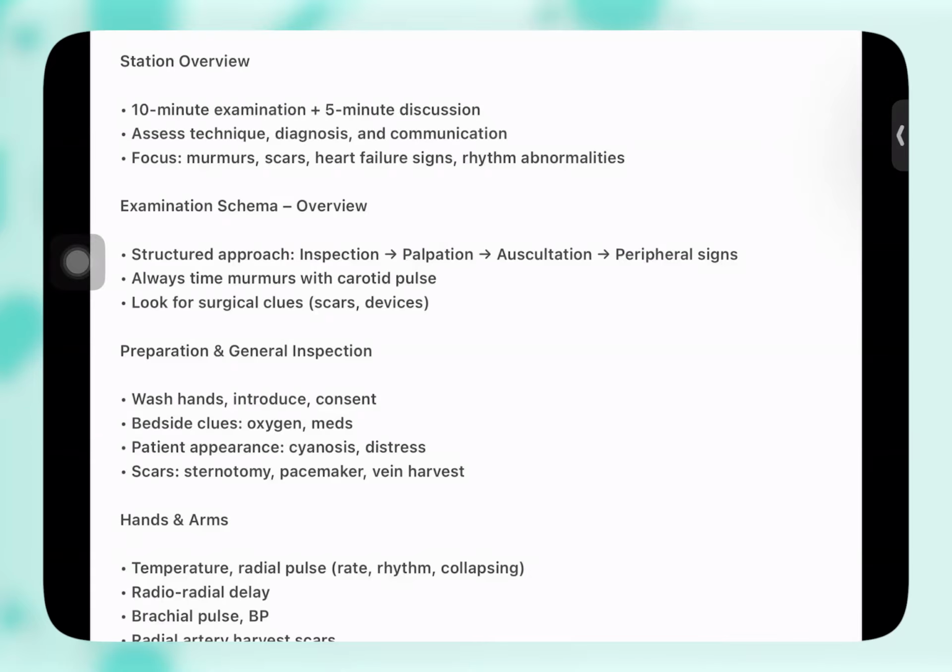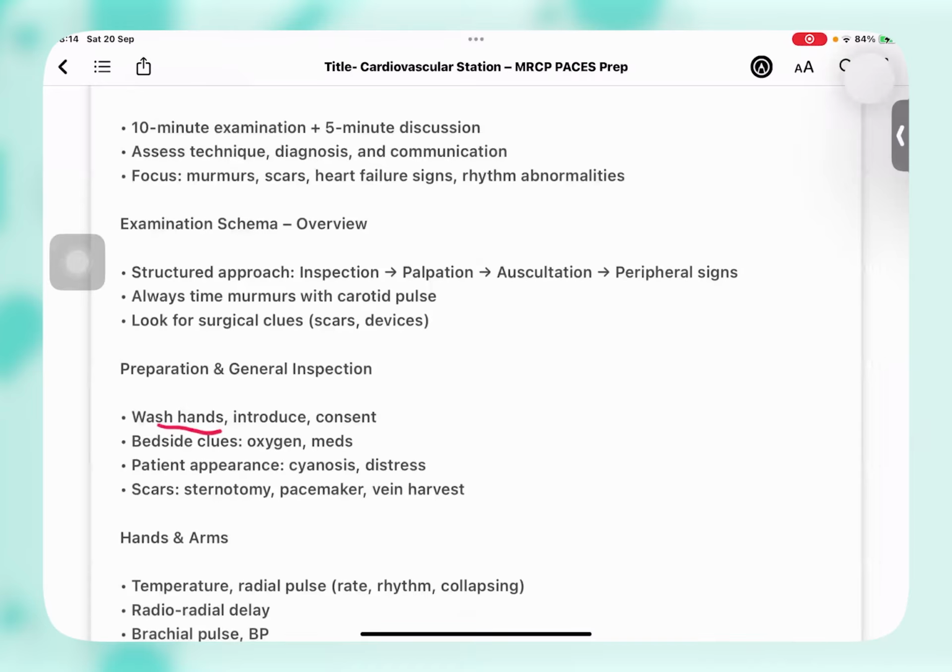First, wash your hands; make it a habit. Introduce yourself: I am Dr. Varun Pushkarna and I have been assigned to examine your cardiovascular system. Is it okay for you? Take permission, take consent, and look around. You can see oxygen, sometimes a strip of digoxin tablets lying by the bedside, or an IABP, or a furosemide infusion. So you have a fair amount of idea what you are going to deal with.